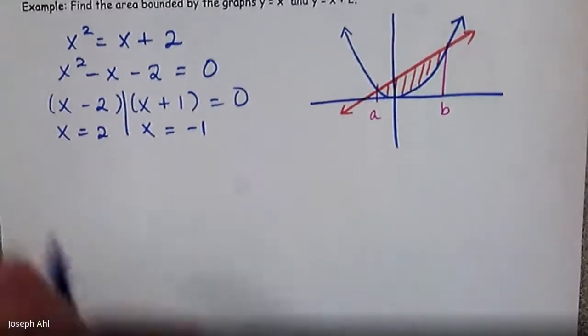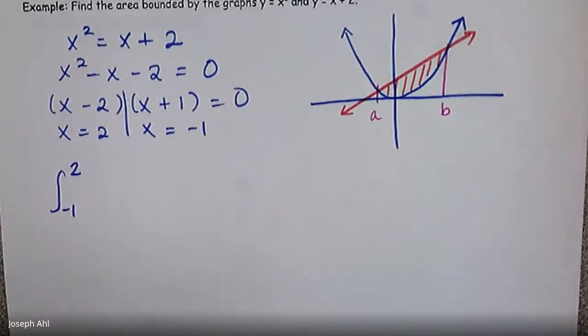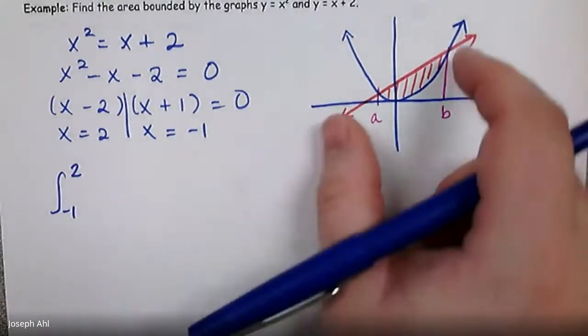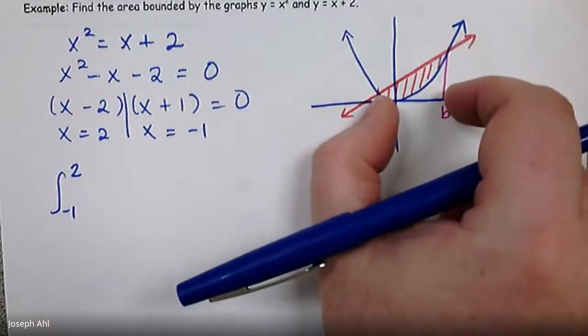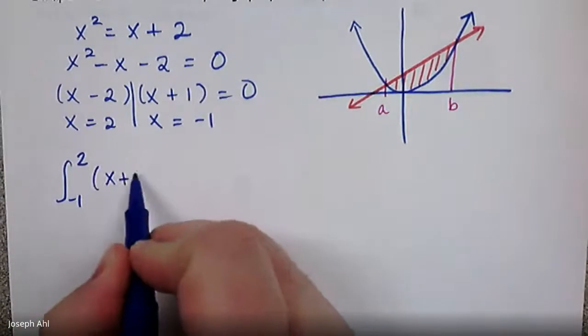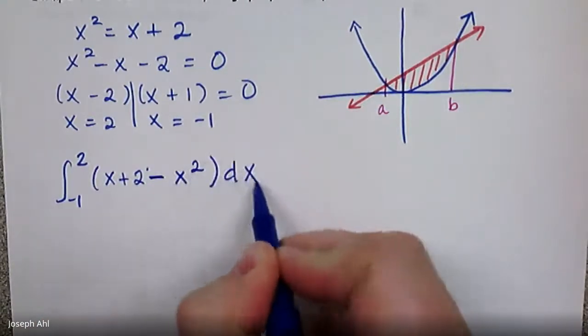So when I go to set up our definite integral, we're going to set those bounds -1 to 2. And to find the area between those two curves, we have to figure out the top curve minus the bottom curve. So the top curve is the linear function x plus 2. And from that, we will subtract the quadratic function x squared. So it's going to be x plus 2 minus x squared dx.